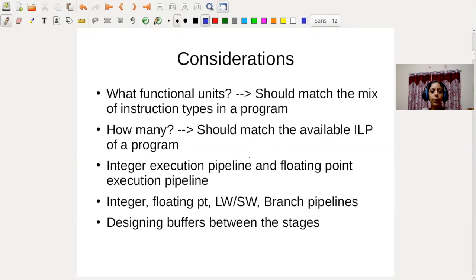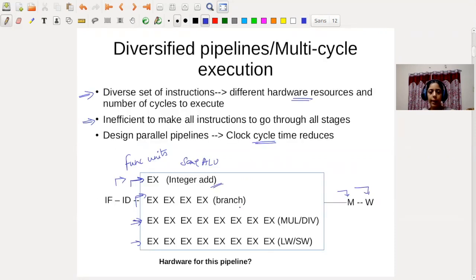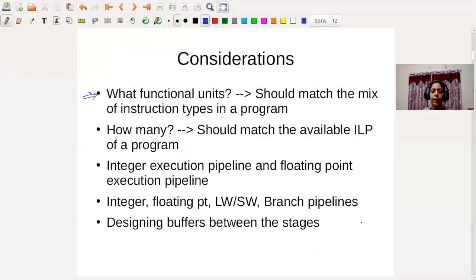Now if we have this kind of a diversified pipeline with different functional units, some of the things we should consider are, what are the different functional units you need? In the previous example, we saw there was an integer add, branch, muldiv, and load store. If you have a load store, it will go into this pipeline. It will take 8 cycles to provide the result. The multiplication and division will go into this particular functional unit, and they'll take 8 cycles to complete, and so on.